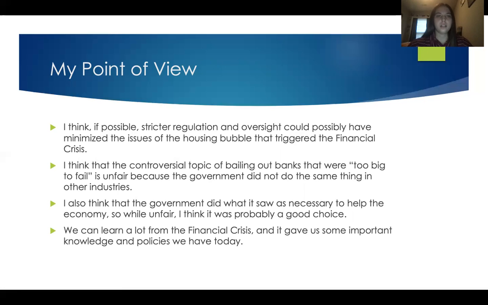Overall, I think that this crisis was not necessarily preventable, because they did not have the knowledge that we have now. The financial crisis is an important piece of our history, and it's important for us to study, especially the causes and effects, in order to prevent a recession like this in the future.